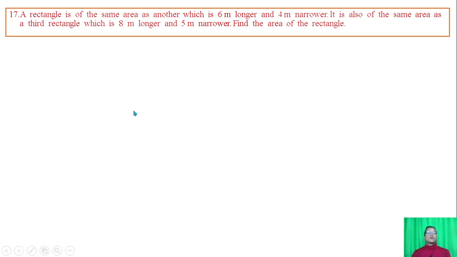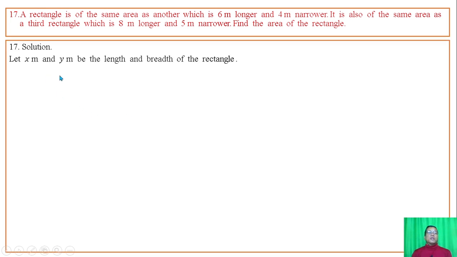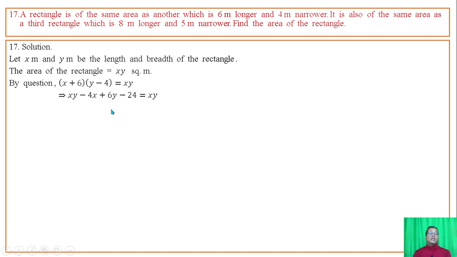Let x meter and y meter be the length and breadth of the rectangle. The area of the rectangle is xy square meter. By question, the new rectangle's area, (x + 6)(y - 4), equals the first rectangle's area xy. Expand it to get a linear equation in two variables, equation 1. Similarly, the third rectangle's length is increased by 8 and breadth decreased by 5, and its area equals the first rectangle's area.